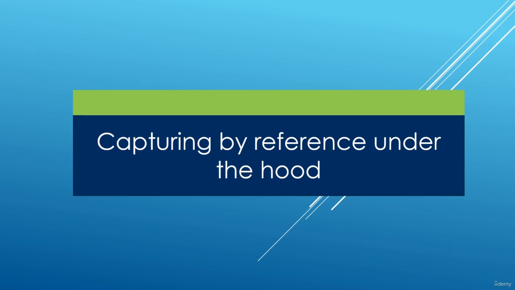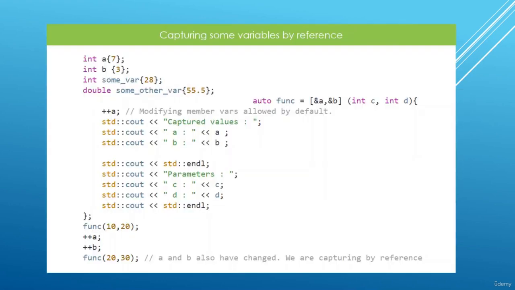In this lecture, we want to explore how capturing by reference works under the hood. And again, the compiler is going to be generating a functor behind the scenes. Let's look at a simple example to really drive this home. Here we have a lambda function, which is going to be capturing A and B by reference. And we will be doing stuff with the data we capture in the lambda function.